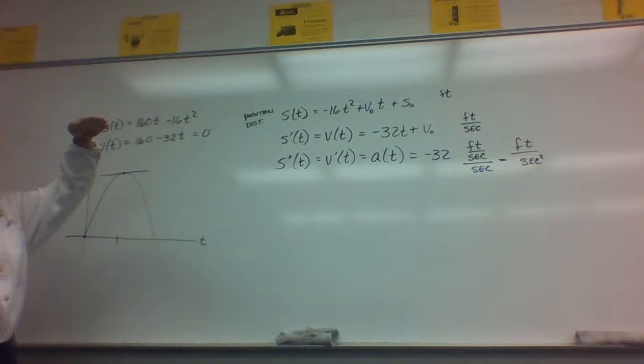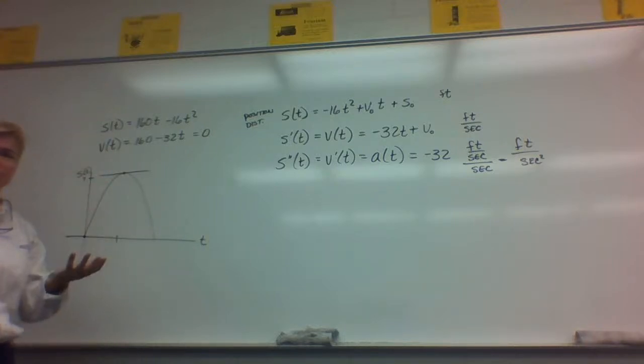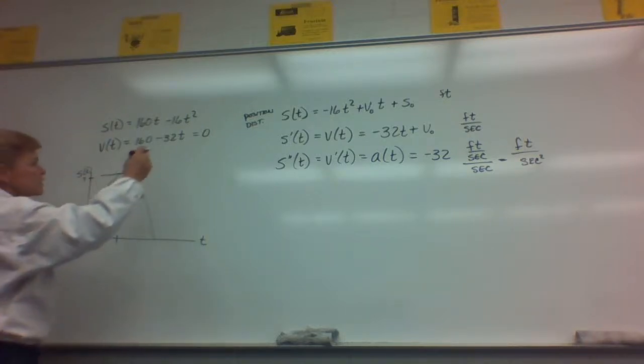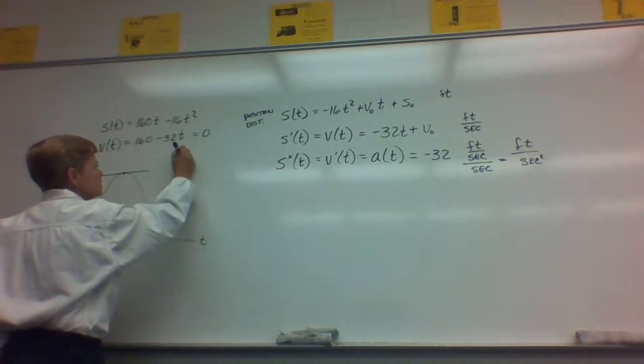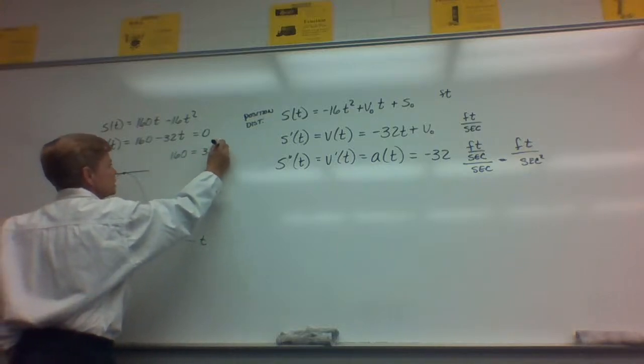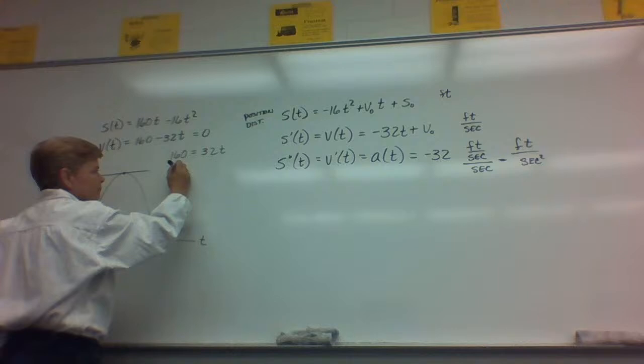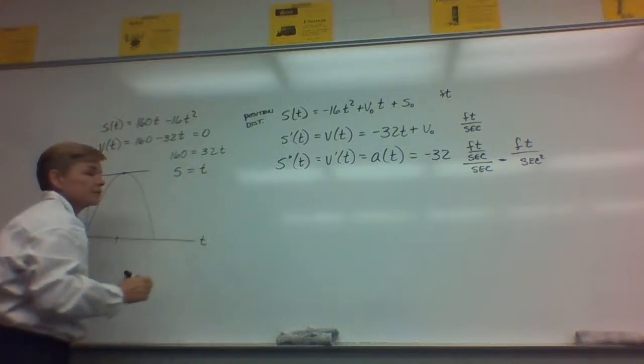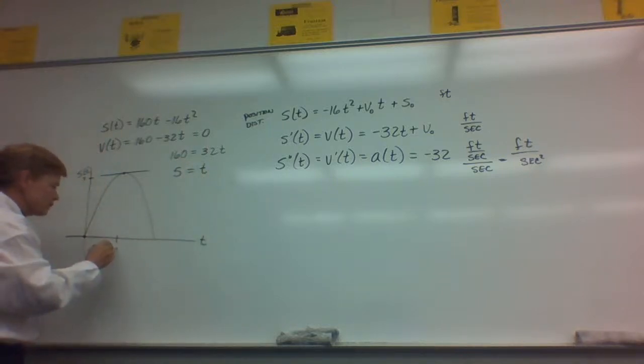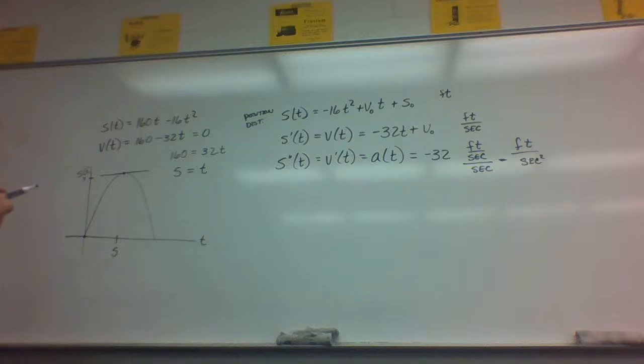And then wherever it is right then, it starts coming back down. Do you understand the concept? Okay. So if we set this equal to 0, we get 160 equals 32t. Divide, you get 5. Trust me. So this is 5. But that still doesn't answer the question, but we now know what t-value to plug into position.